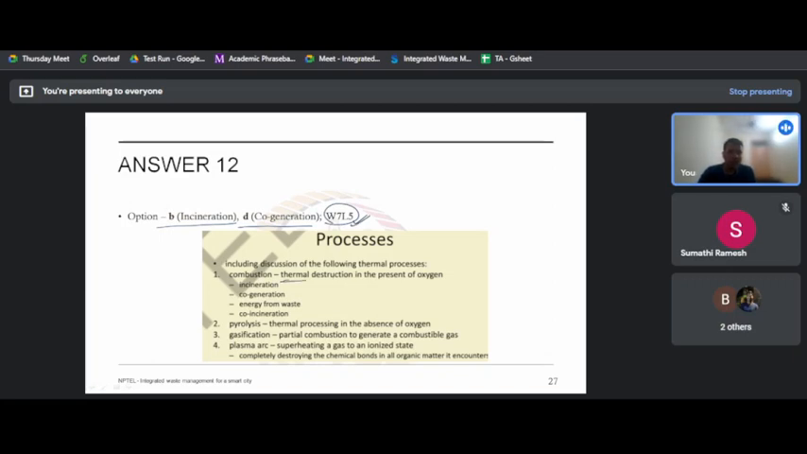Combustion is basically thermal destruction in the presence of oxygen. So we have incineration, cogeneration, waste to energy, co-incineration. It will be a combination of the above three techniques. Pyrolysis will be in the absence of oxygen, and gasification will be partial combustion. That's why it's like a hybrid procedure. Plasma will heat up the gas to an ionized state. This completely destroys all the bonds. This will be a somewhat expensive process.